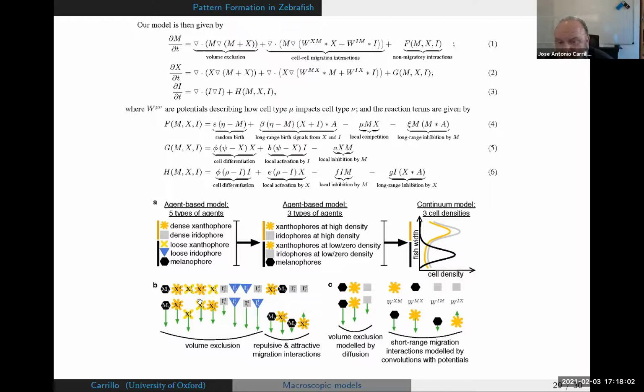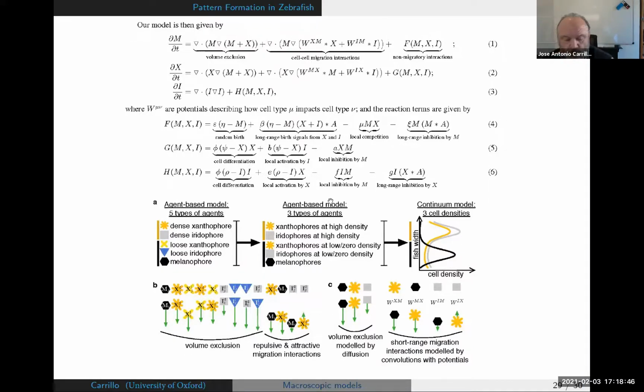And here you have all the possible interactions of these types of cells that we were considering and how we were modeling them. All of these interactions between the same type of cells were modeled by volume exclusion, some of them by repulsive, attractive, non-local forces. And then it leads to a much more complicated model in which you have also some reaction terms, because the presence of melanophores or xanthophores were known to influence the birth and death rates of the other types of cells at a certain distance. So we introduce non-local terms at the reaction level.